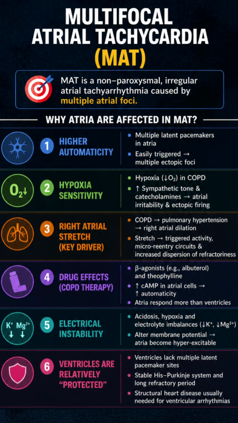Now, the patients of MAT usually present with underlying lung disease or an electrolyte abnormality. So, let's see why atria are affected more in this case. So, the first thing is there is higher automaticity due to multiple latent pacemakers in the atria, and they are more prone to changes due to hypoxia. There is right atrial stretch, especially in COPD patients, which is a key driver in development of MAT.